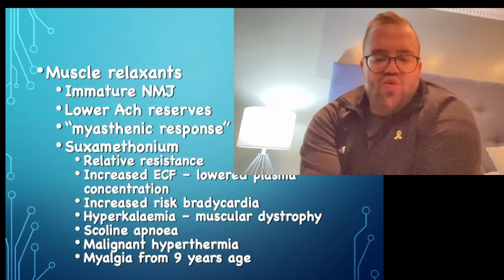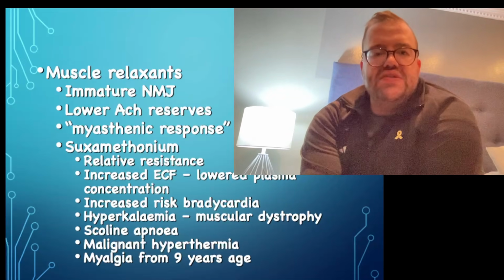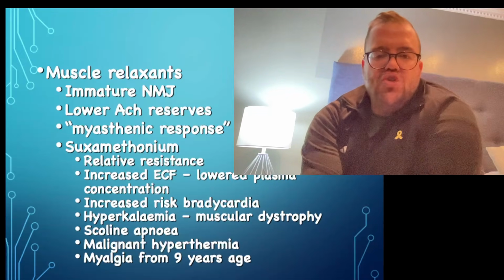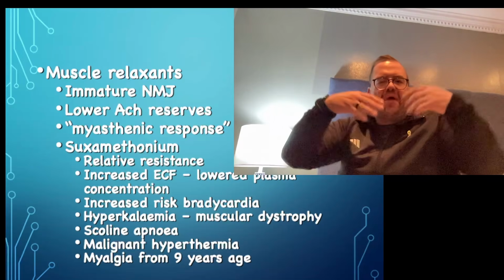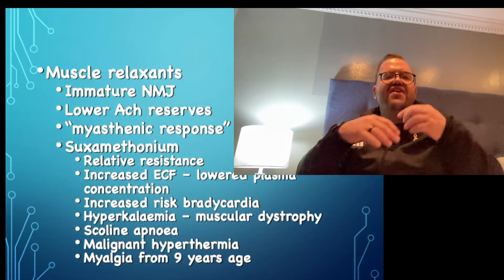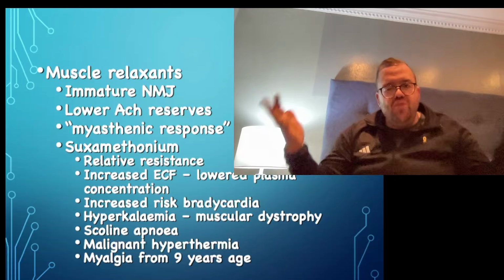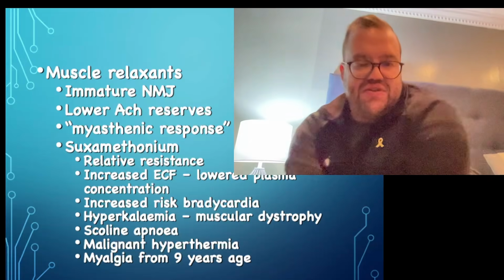In terms of muscle relaxants, remember, these kids have immature neuromuscular junctions, lower acetylcholine reserves, and so they have what we call a myasthenic response to neuromuscular blockers. A myasthenic response just means they behave as a myasthenia gravis patient would, which means they become very, very weak for a very long time with muscle relaxants compared to adults.